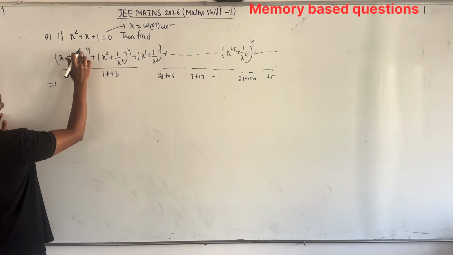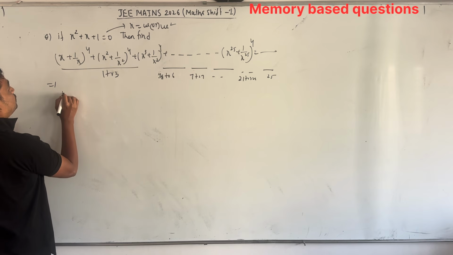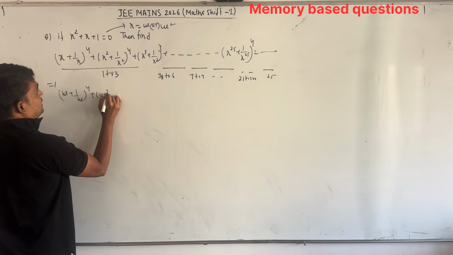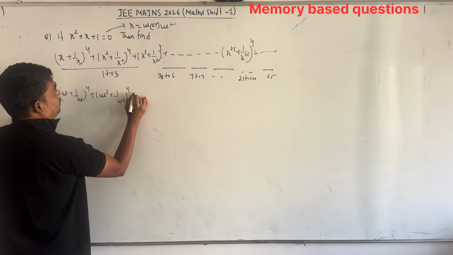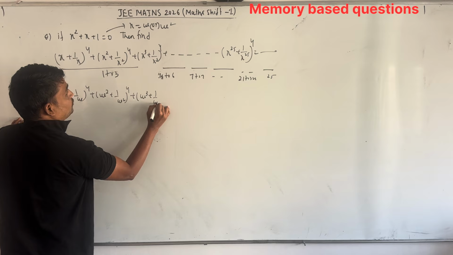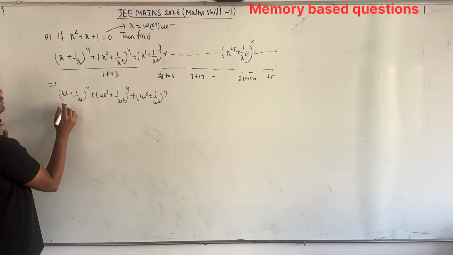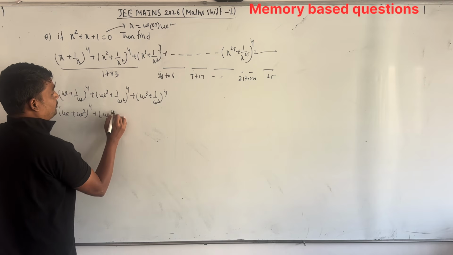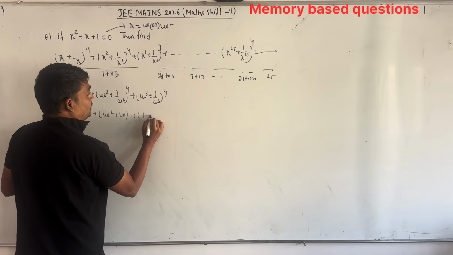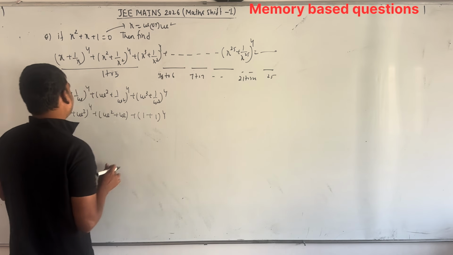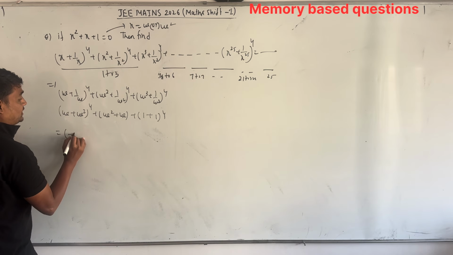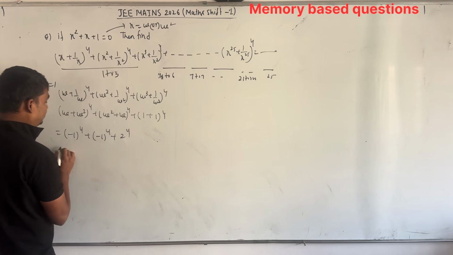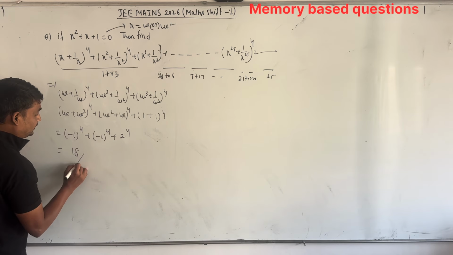Why? You see, if we substitute x as omega, we get (omega + 1/omega) to the power 4, plus (omega squared + 1/omega squared) to the power 4, plus (omega cubed + 1/omega cubed) to the power 4. Omega plus omega squared is minus 1, so we get (minus 1) to the power 4 plus (minus 1) to the power 4 plus 2 to the power 4. We got the answer 18.